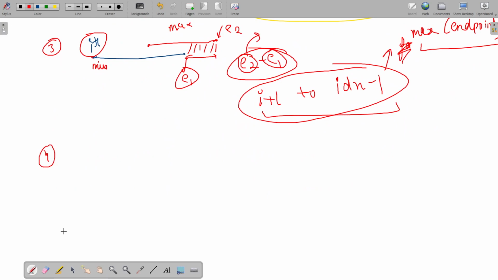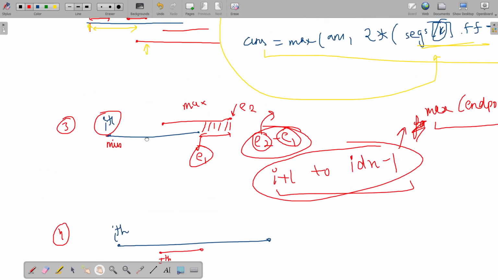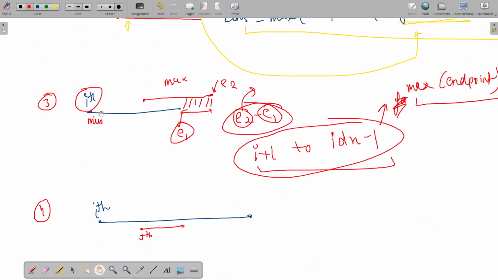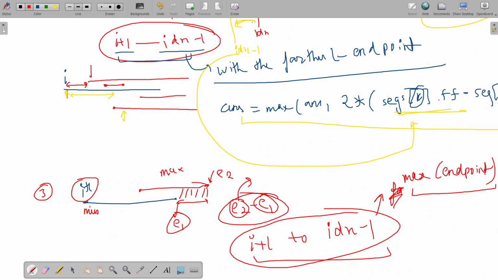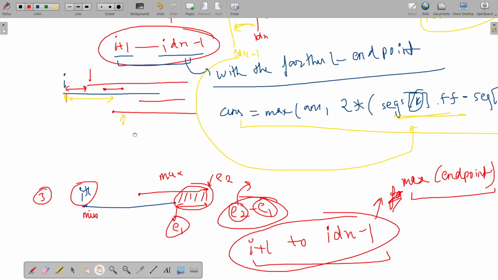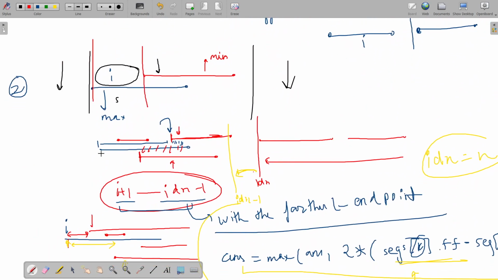Now the fourth and last possibility is the case of full overlap. Suppose this is the ith range and there is a range starting here which is fully covered by this ith range. Previously, in the second and third cases, we had either taken the region to the right of the overlap or we had taken this region, which is to the left of the overlap.